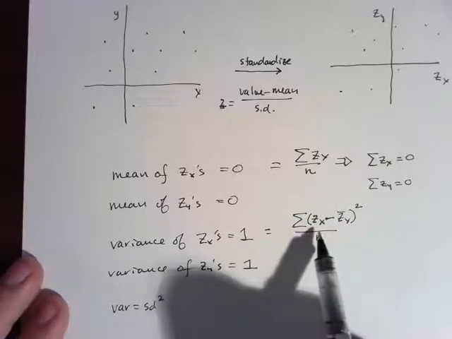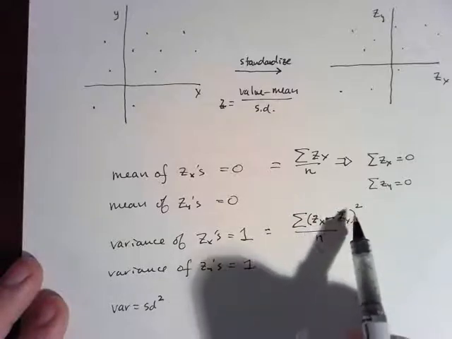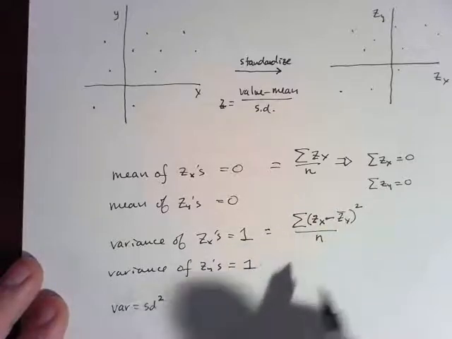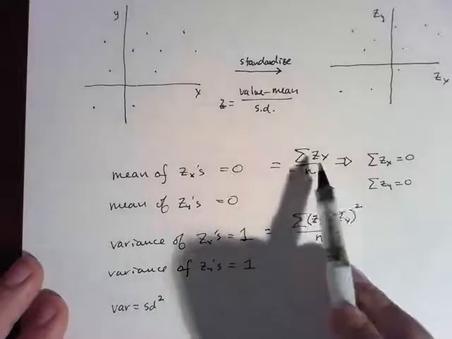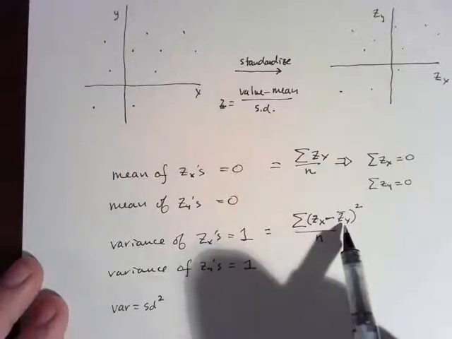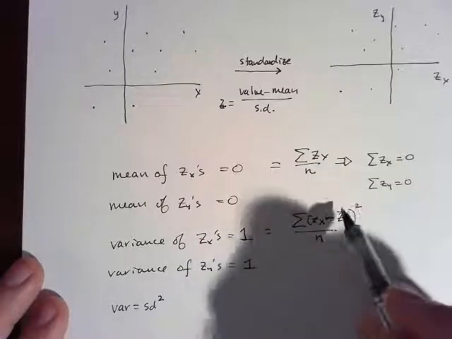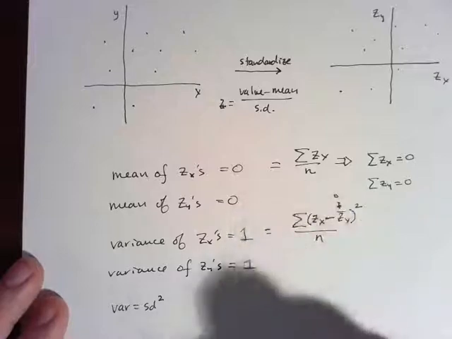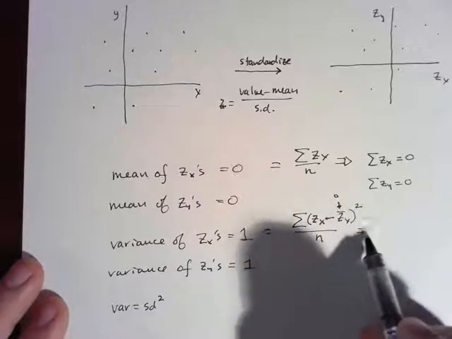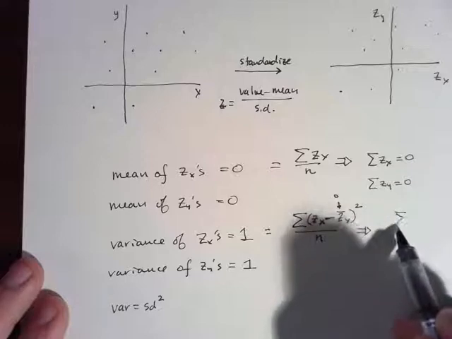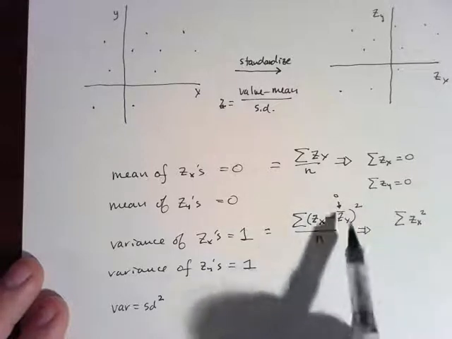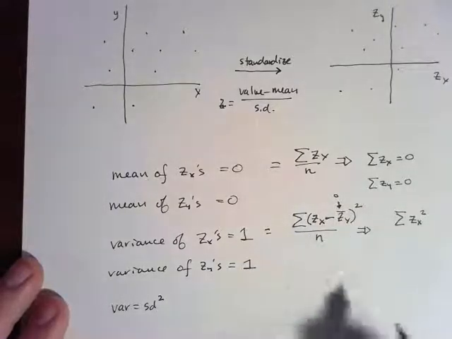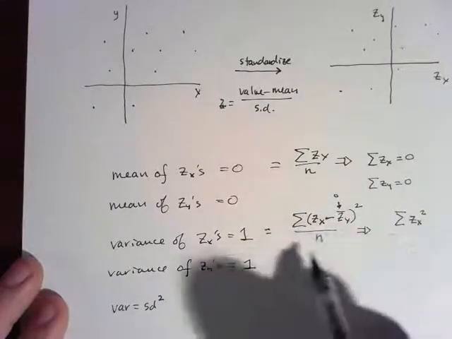Now, if I look at this definition of variance here, this is zx minus the mean of the zx's squared, and then I average those. Sum them up, divide by n. But from up above, the mean of the z-scores is 0. So that means this right here is 0. So that implies that if I sum up the zx's squared, that turns into 0, so I can drop that out. And divide by n, I get 1.